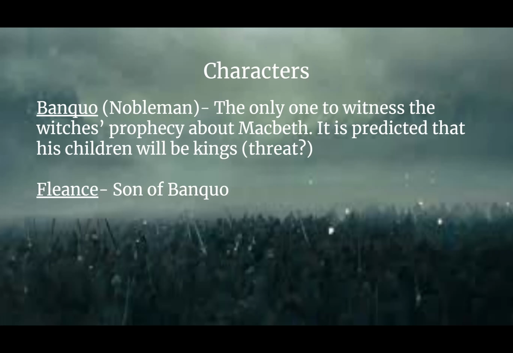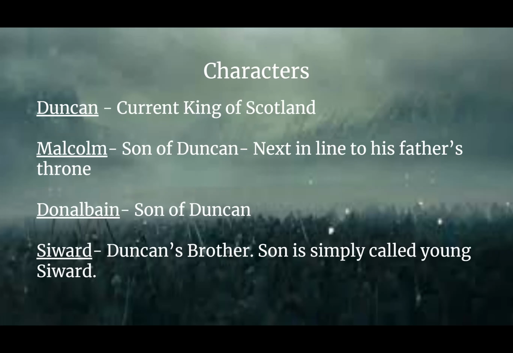Banquo does have a son, Fleance, and we will see him numerous times in the play. Some other names that you're going to have to remember: King Duncan, he is the King of Scotland. Malcolm is his son, the next in line to the throne. Donalbain we barely ever see, but he is, again, Duncan's son.